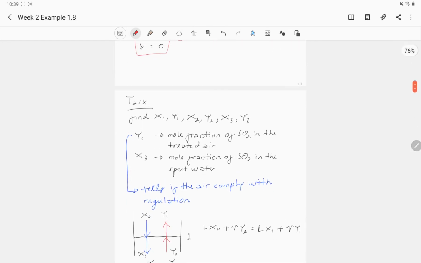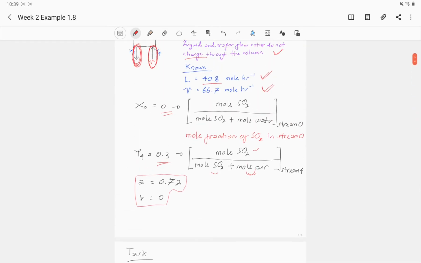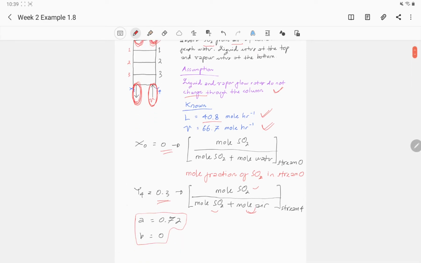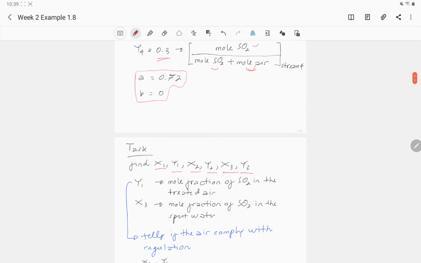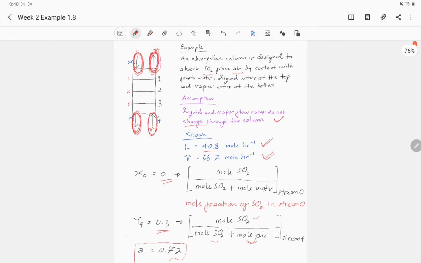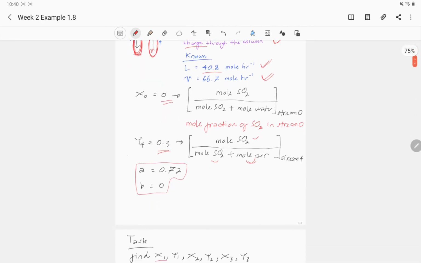The task here is to find X1, Y1, X2, Y2, X3, and Y3. Y1 refers to the mole fraction of SO2 in the treated air, so this one on the top. And then X3 is the mole fraction of SO2 in the spent water at the bottom here.